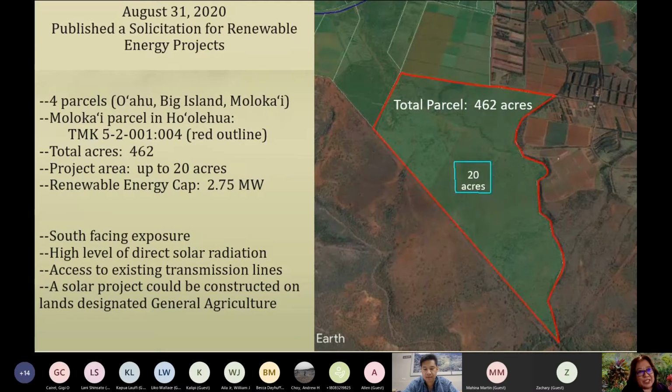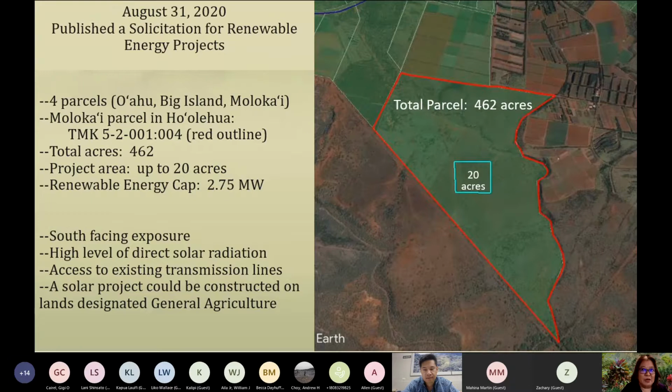As I was saying, it's 462 acres because Hawaiian Electric has put a cap on how much energy can be developed under this new community-based renewable energy program on Molokai, which is at 2.75 megawatts. The estimate is that it's only going to be a footprint of 20 acres. And so in the blue box in the parcel, I've given you an idea of what 20 acres would look like on that property. It's not clear where it would be. They would do feasibility studies and whatnot to determine the best location.